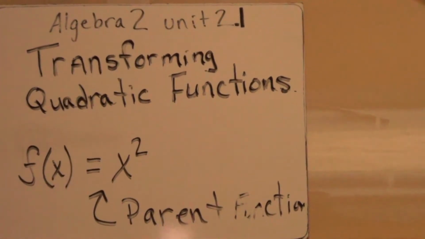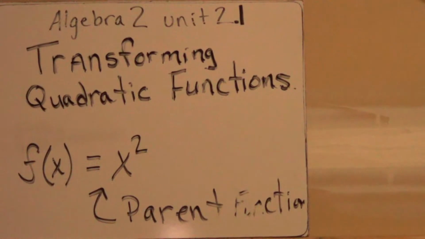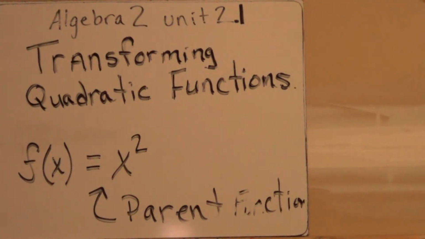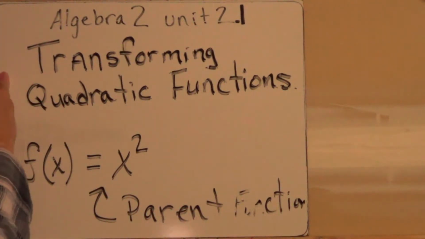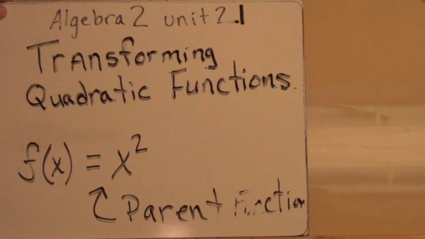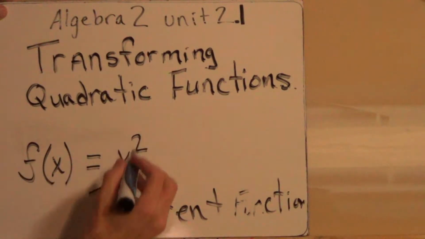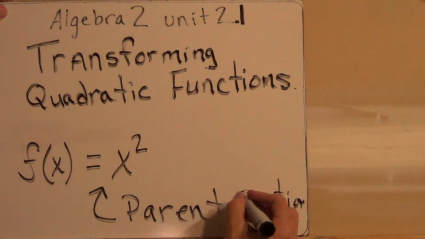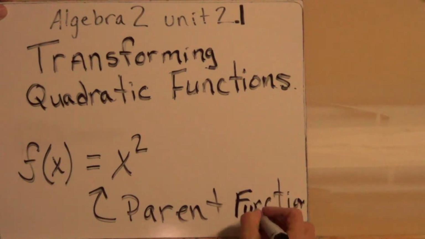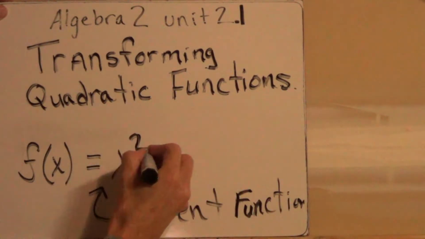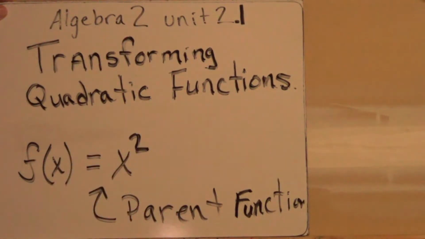Algebra 2-1, Unit 2-1. This is transforming quadratic functions. The parent function, you want to get this in your notes. The parent function for a quadratic function is f of x equals x squared. The x squared is what we call quadratic. That squared right there causes the shape of the graph.